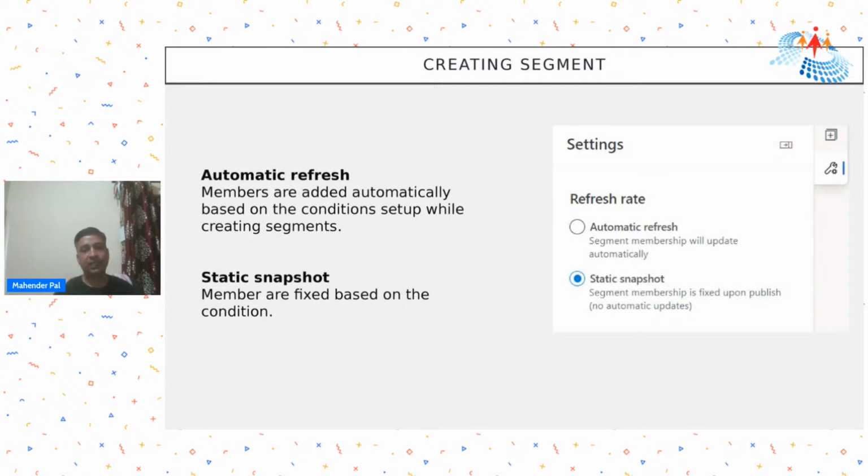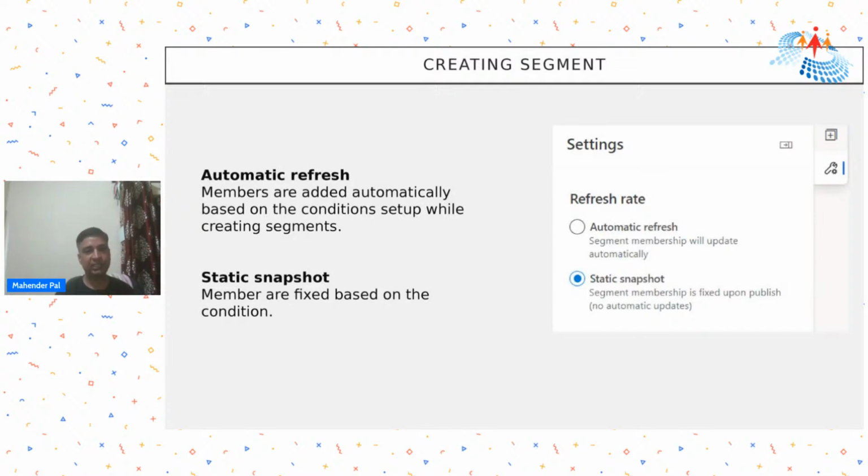So this is another feature that we have when we create the segment. Again, I will relate this to the marketing list that we used to have earlier in CRM. Earlier we used to have two kinds of marketing list: dynamic marketing list and static marketing list. It's the same thing here. While creating the segment, we have an option to set up the refresh rate. We have an automatic refresh, or we have a static snapshot. Automatic means we set up the condition, and based on that condition, members will be added to this segment automatically.